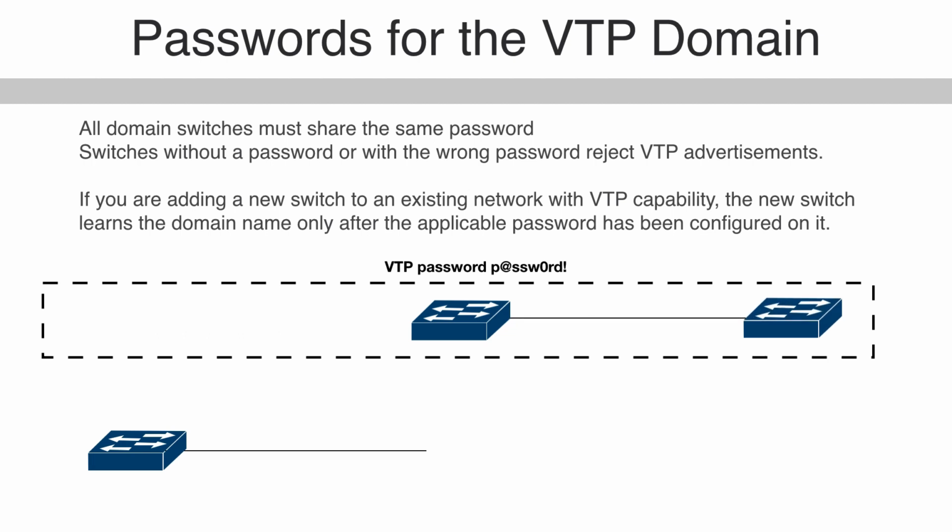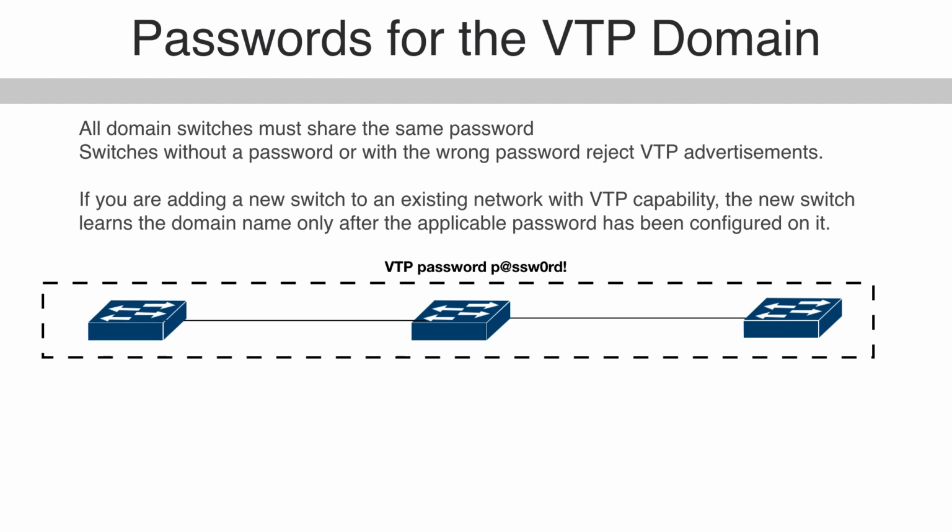If you configure a VTP password for a domain, a switch that is booted without a VTP configuration does not accept VTP advertisements until you configure it with the correct password. After the configuration, the switch accepts the next VTP advertisement that uses the same password and domain name in the advertisement. If you are adding a new switch to an existing network with VTP capability, the new switch learns the domain name only after the applicable password has been configured on it. When you configure a VTP domain password, the management domain does not function properly if you do not assign a management domain password to each switch in the domain.